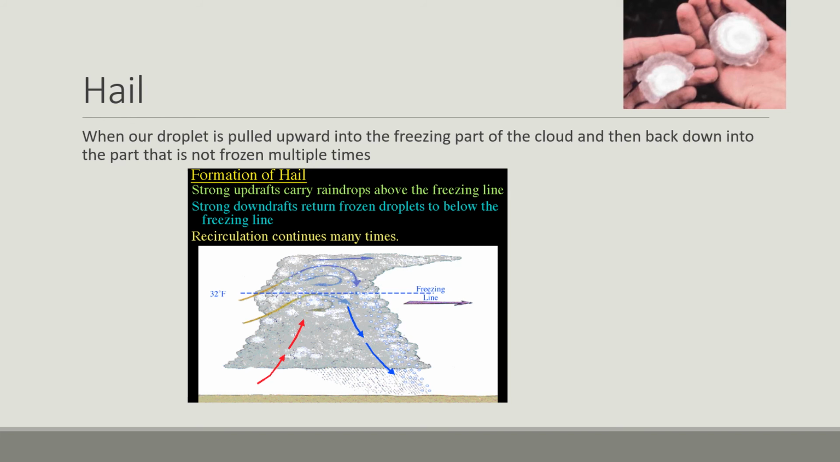The stronger the updraft is, the larger our hailstones are going to be. So if you ever see golf ball sized or baseball sized hailstones, you know the storm is pretty strong, because basically it's going to keep going around until it is heavy enough to overcome that updraft and fall out the bottom of the cloud.